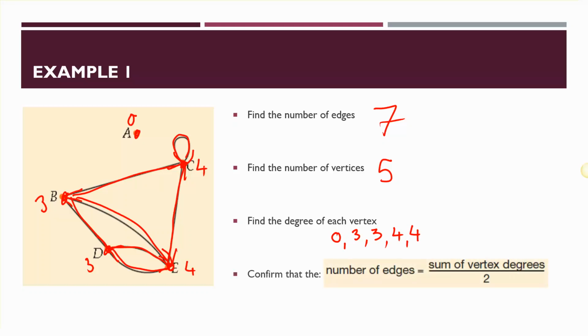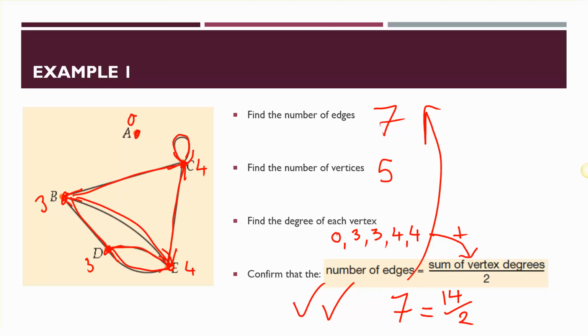The next question involves a formula, and we're going to use this formula quite often. It's to find the number of edges, which is the sum of the vertex degrees divided by 2. We can work out the sum of the vertex degrees by adding all of these together. 4 plus 4 is 8, plus 3 is 11, plus 3 is 14. 14 divided by 2 equals 7. Are there 7 edges in this? Yes, there is, because we said that up here. So we can confirm that the number of edges equals the sum of the vertex degrees divided by 2.